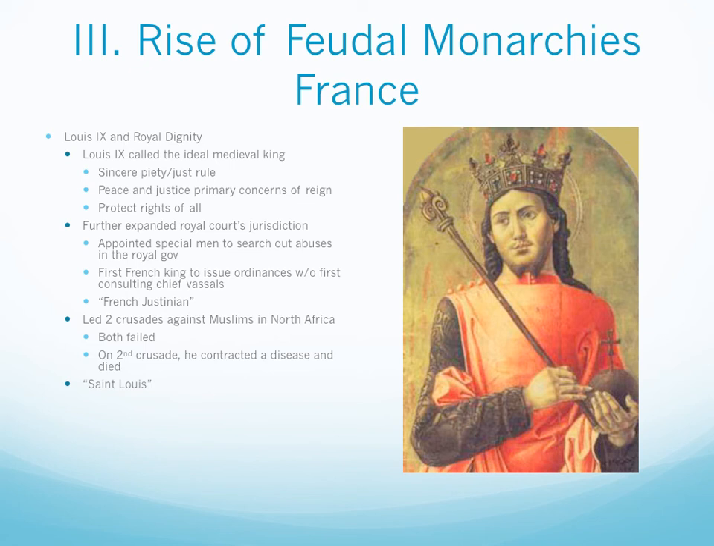He appoints special men to search out abuses in the royal government. So it's similar to the Missi Dominici that you guys studied before, that were the king's messengers. And so Louis IX becomes known as the French Justinian. He leads 2 crusades against Muslims in North Africa. Both of them are failures, and he dies during the Second Crusade. But he'll become known as St. Louis.